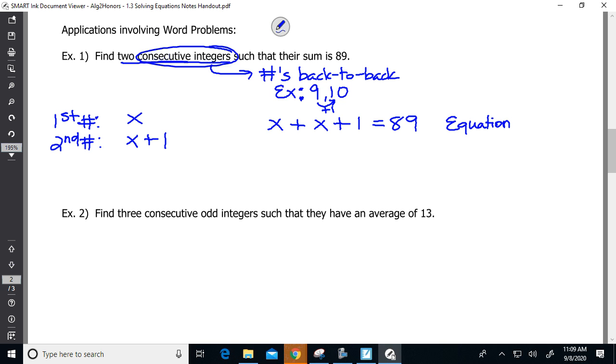Any other questions? Example 1. Now when I upload the notes to Google Classroom, I'll have the solved out equation up there. But we're not going to solve it out for the emphasis of wanting to get through as many as we can. That's a relatively easy equation for you to solve.